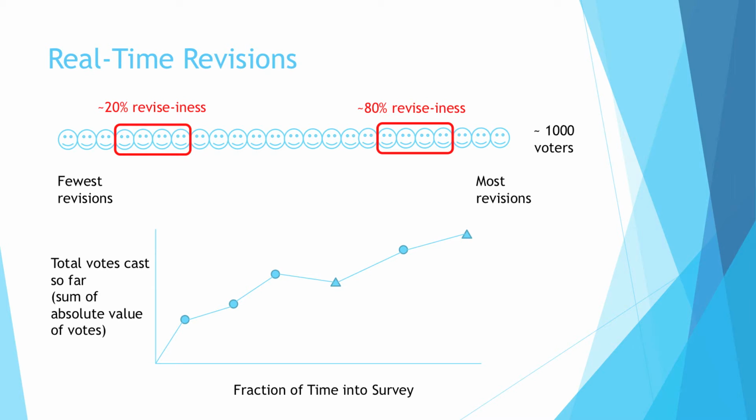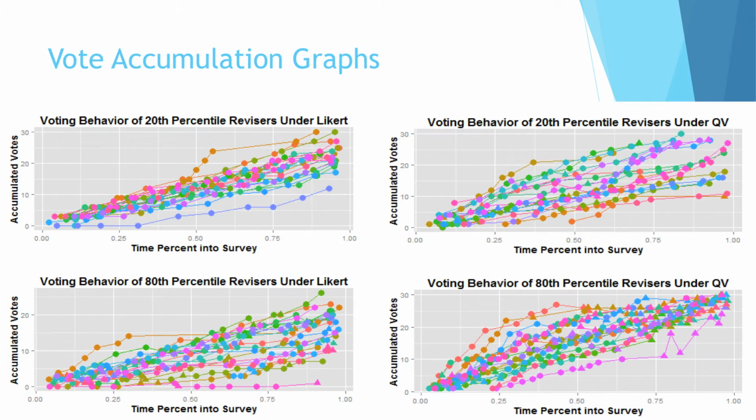And what's nice is you can see visually what voters are doing over time and get a sense of how people interact with the 2 different kinds of methodologies. Okay, so here are those vote accumulation graphs for the 20th percentile and 50th and 80th percentile. And there's somewhere between 40 and 50 people in each of these graphs. And what you'll notice here is there's nothing very exciting about Likert people at the 20th percentile of revisiness. They just vote and they're done. So we have monotonically increasing graphs that are all circles.